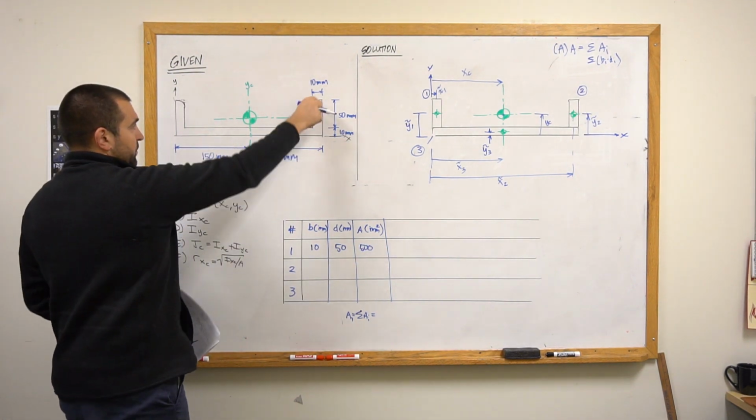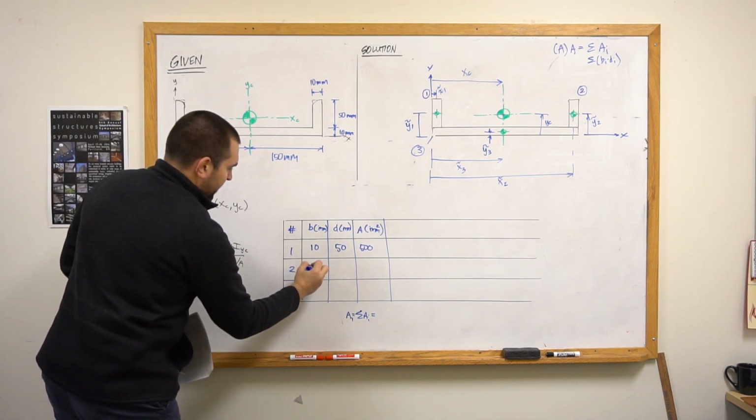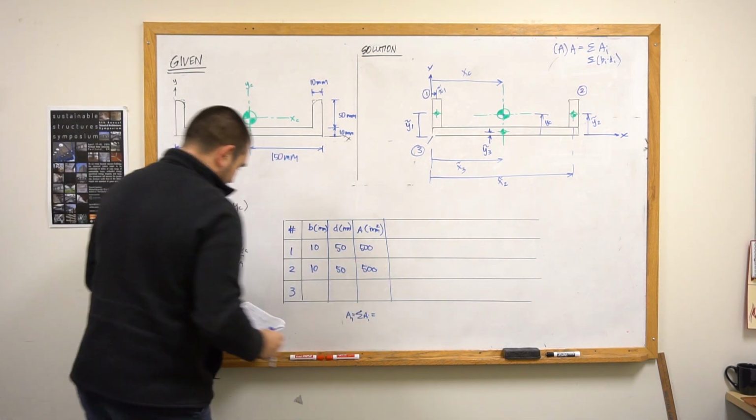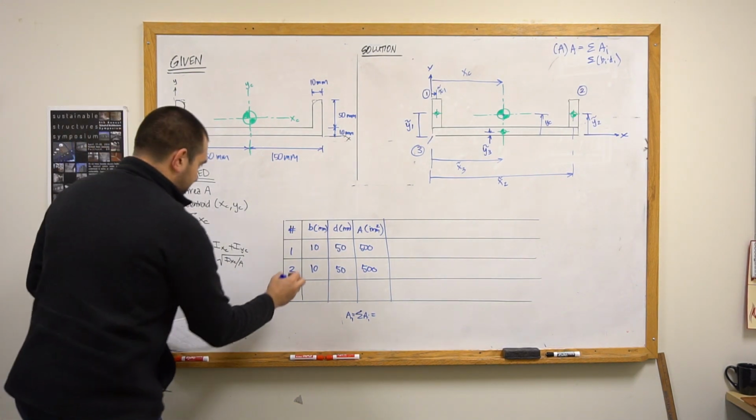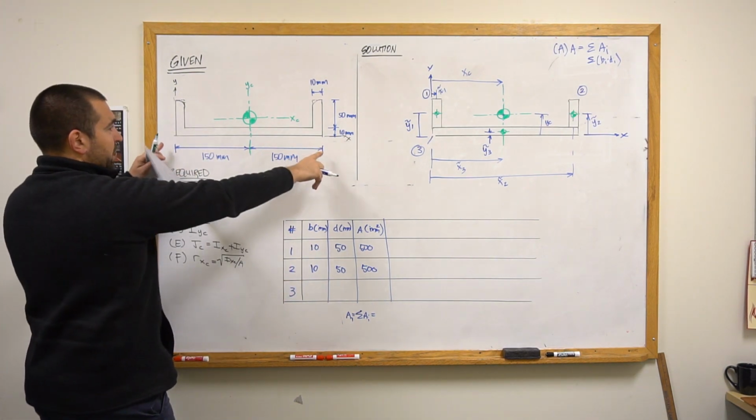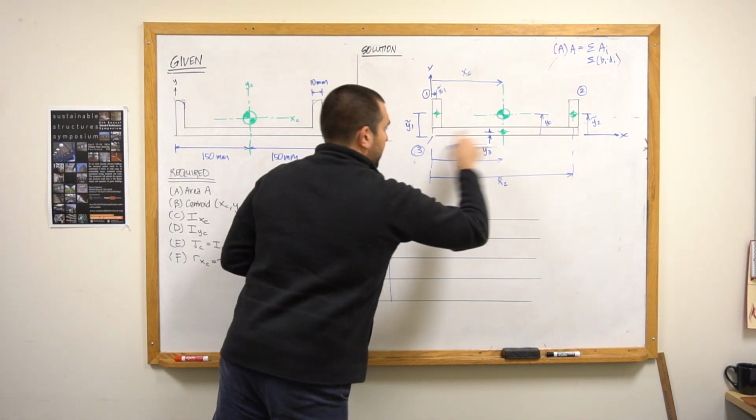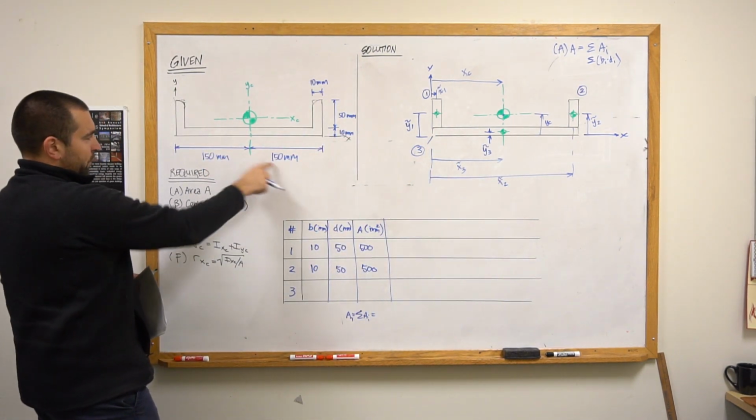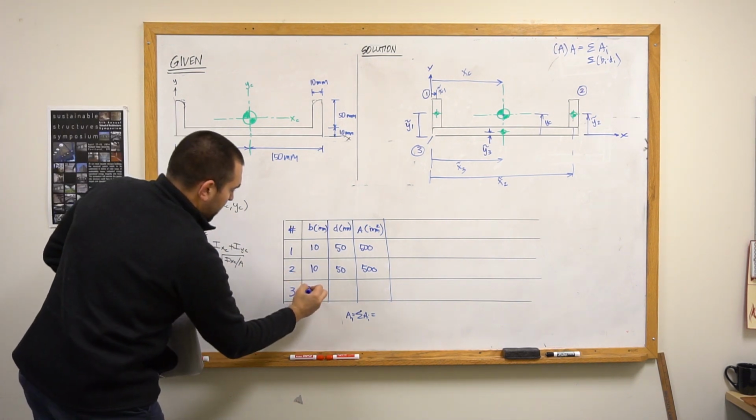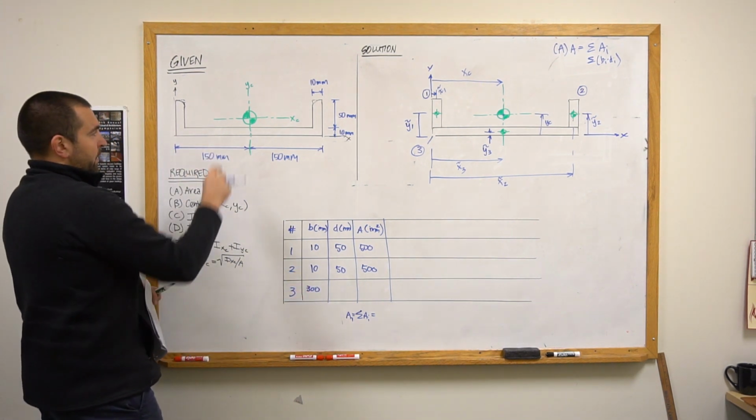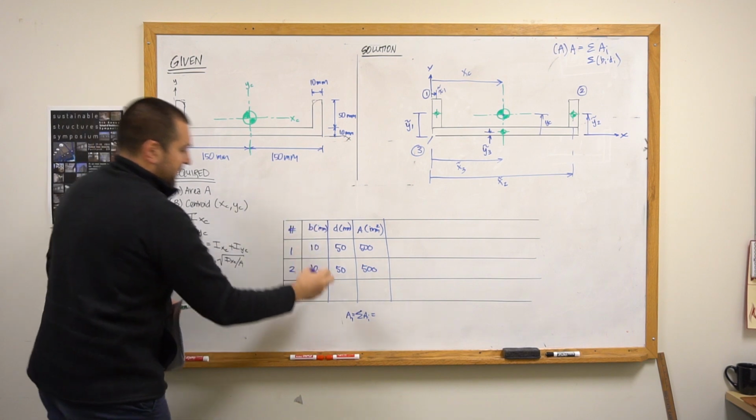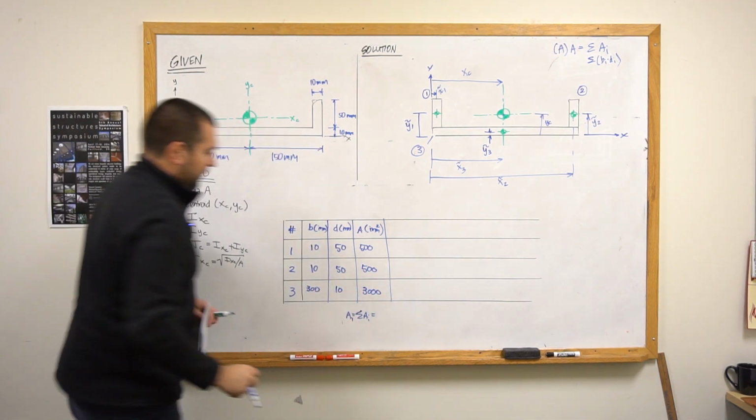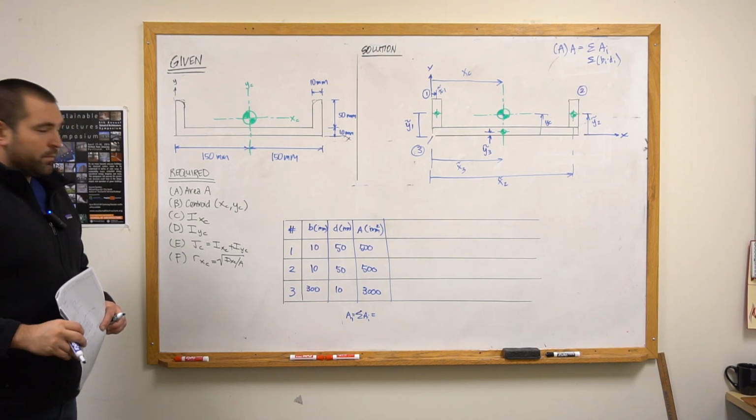For shape 2, it's the same exact thing. 10 millimeters wide, 50 millimeters tall, 500 millimeters squared. And then finally, this bottom shape, shape 3, has a width B of 300, which is 150 plus 150, times a thickness, which is given as 10 millimeters. So I get an area of 3,000 square millimeters.